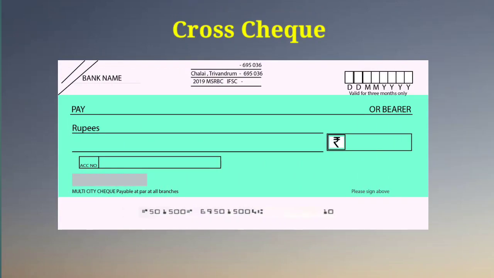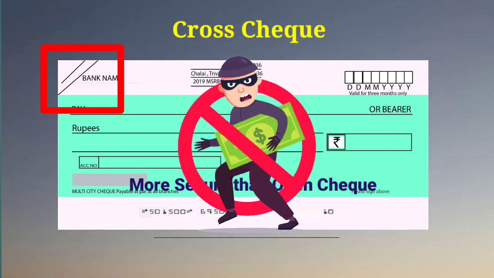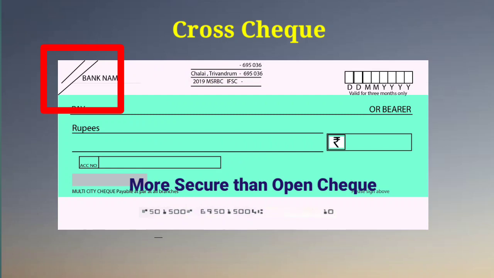Third type is the crossed check. A crossed check is a type of check that has been marked with two parallel lines, usually across the top left corner of the check. This marking indicates that the check can only be deposited into a bank account and cannot be cashed. A crossed check is considered to be more secure than an open check because it can only be deposited into the account of a payee, and it is more difficult for fraudsters to cash someone else's check. Crossed checks are also useful when the check is lost or stolen, as it can only be deposited in the payee's account.